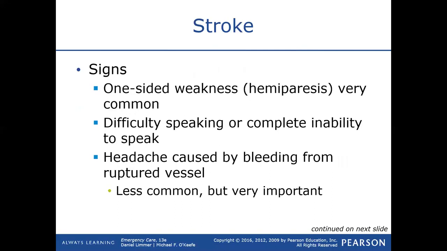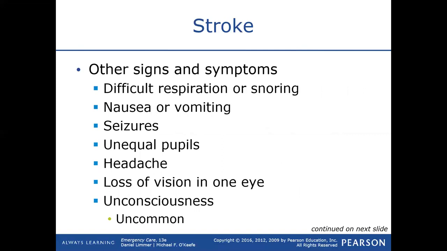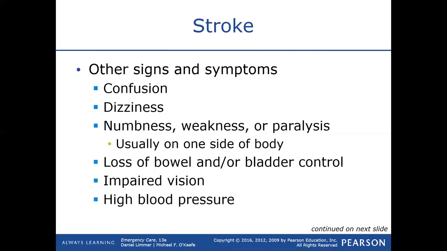Okay. Signs we're going to see for a stroke would be one-sided weakness. It's very common. Difficulty speaking or completing sentences, or a headache could be caused by the ruptured vessel. It's less common, but it is very important. Other signs and symptoms: confusion, dizziness, numbness, weakness, or paralysis. Usually it's on just one side of the body. Loss of bowel or bladder control, impaired vision, high blood pressure, difficult respirations and snoring, nausea and vomiting, seizures, unequal pupils, headache, loss of vision in one eye. Unconsciousness is uncommon.